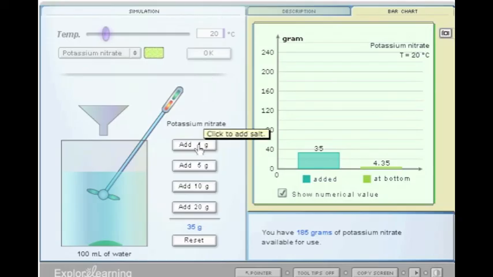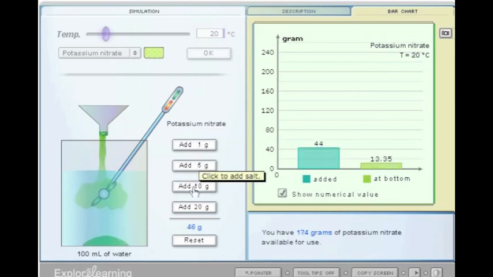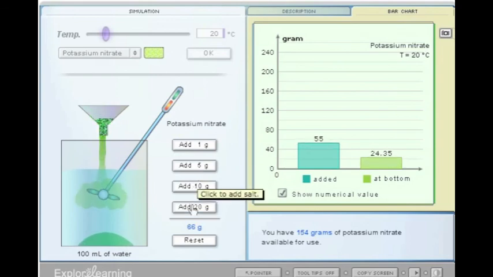Now that the solution is saturated, if I add even just 1 more gram, you can see that 1 gram sinks to the bottom. If I add 10 more grams, those 10 grams will sink right to the bottom. If I add 20 more grams, they will sink right to the bottom. This liquid is saturated. It cannot absorb any more solute.